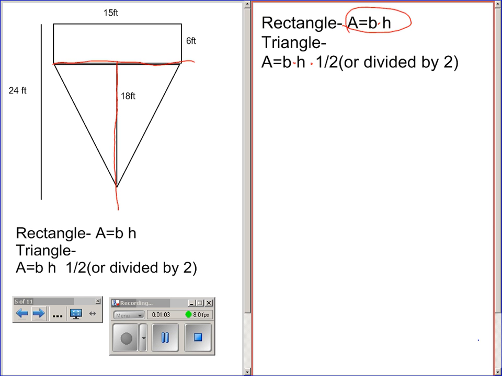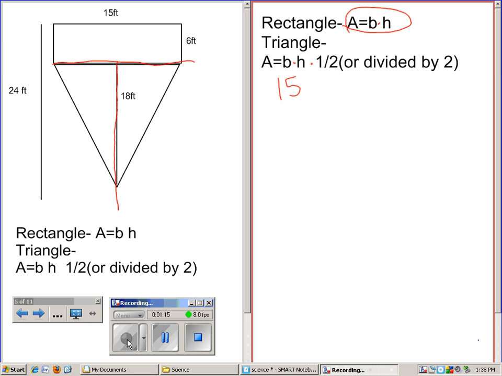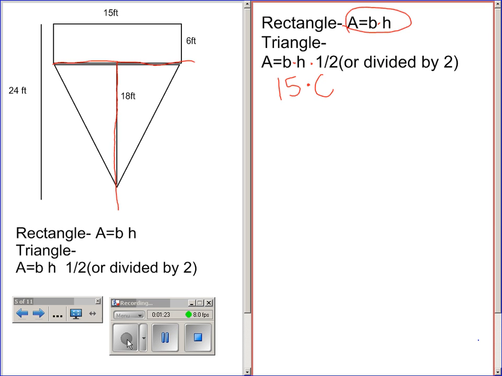So, the base is 15 feet. And the height is 6 feet. 15 times 6 is 90 feet.